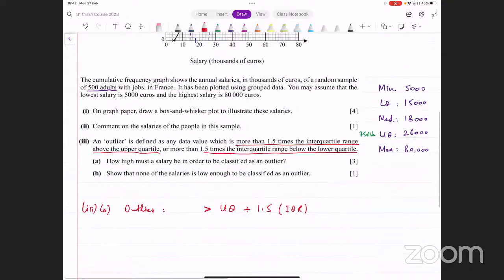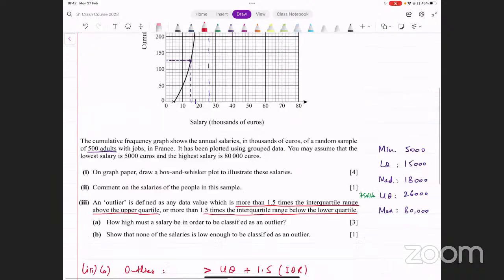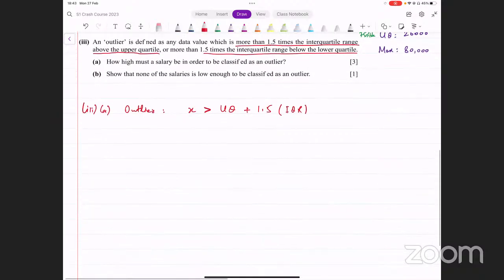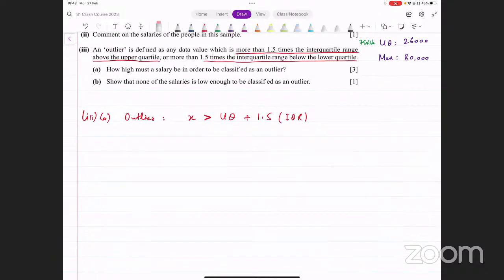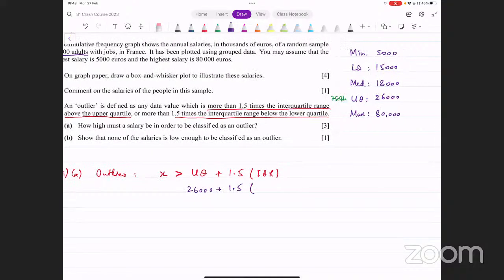So let's say if you were to denote salary by X, what's the condition for being an outlier? That value should be upper quartile plus 1.5 times the interquartile range. This is the minimum that it should be. What's the upper quartile? Do we know that? We found that in the first part. That was 26,000, plus 1.5 times the interquartile range. What's the interquartile range?